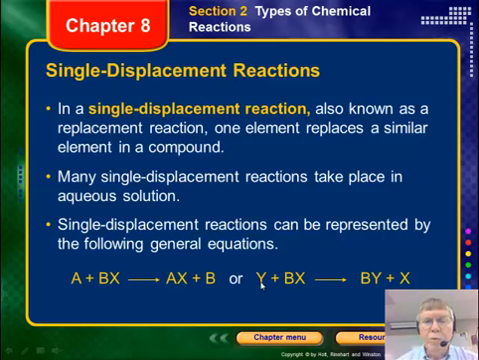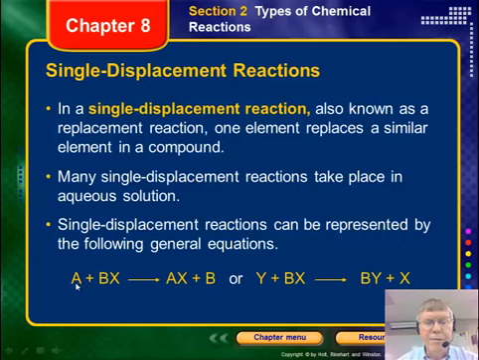Or you can have Y plus BX, non-metal plus metal, non-metal compound, gives BY plus X. So again, the X and the Y just trade places here. Those are the non-metals. So a metal can replace a metal, a non-metal can replace a non-metal. You can never have a metal replacing a non-metal or a non-metal replacing a metal. They have to replace their like ones.